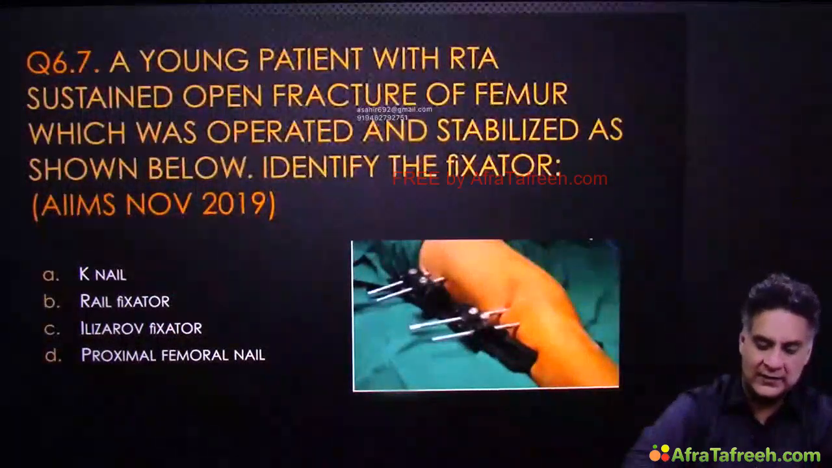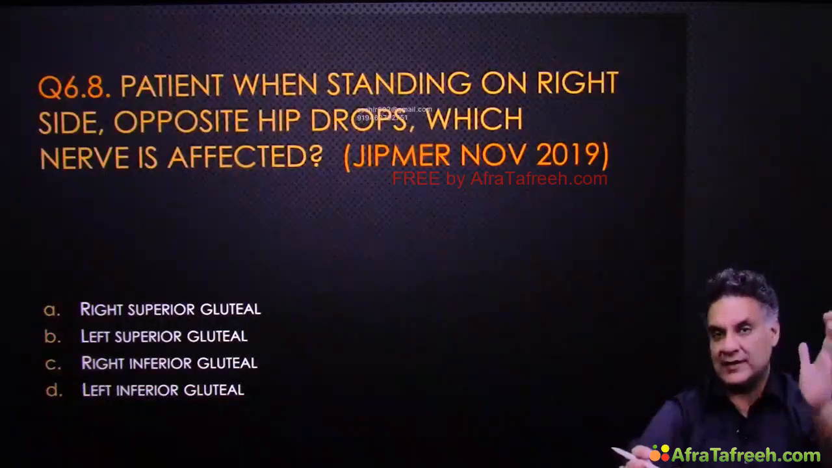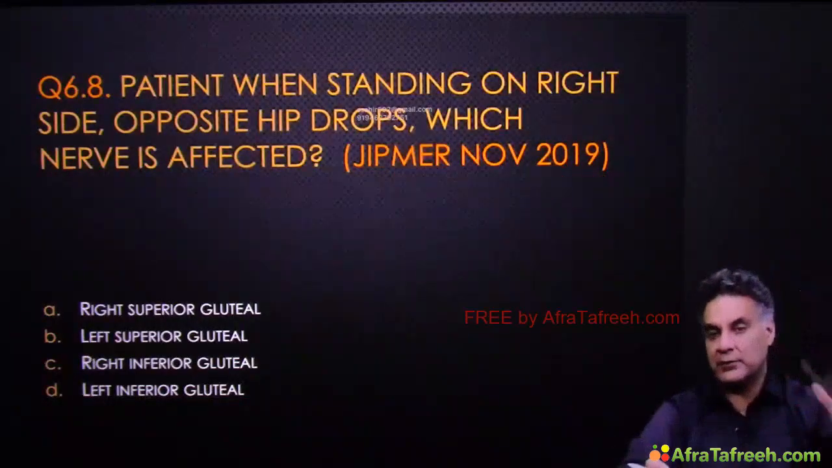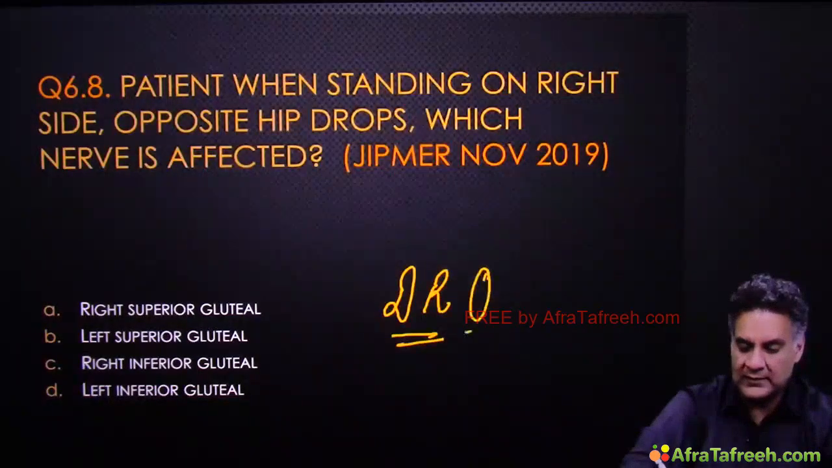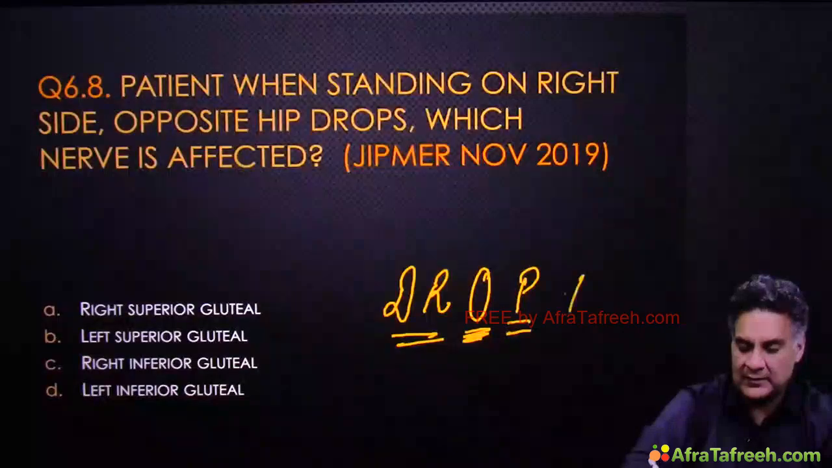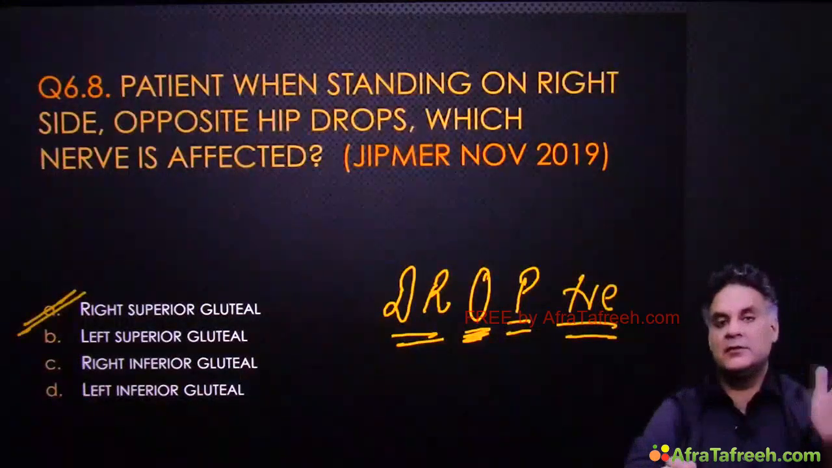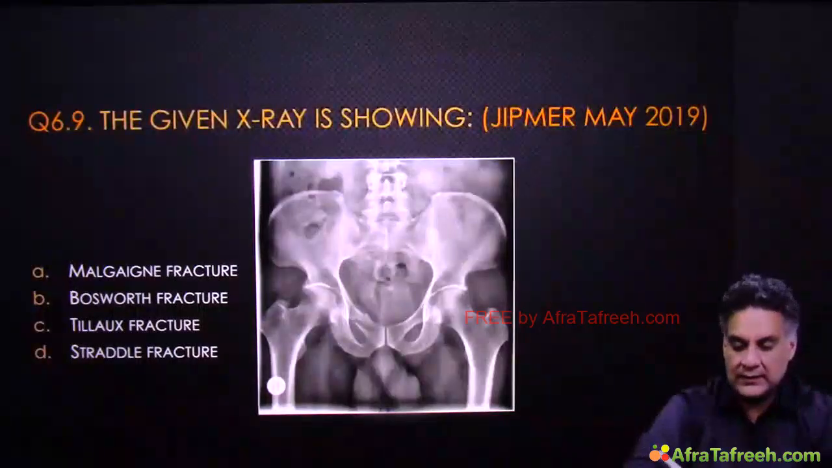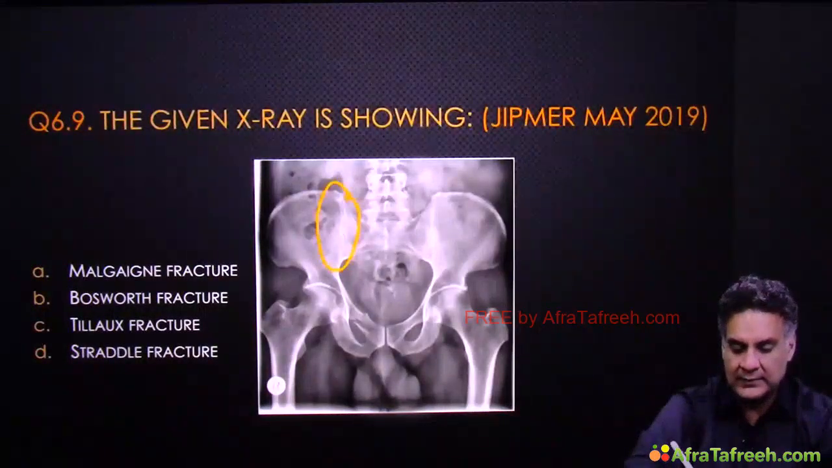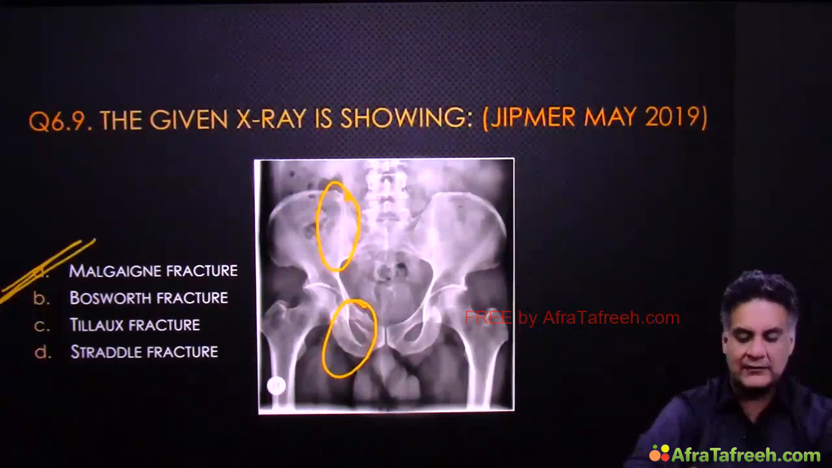Question number 7. This is a rail fixator. Question number 8. With the patient standing on the right side, the opposite hip drops. So drop of the opposite side of the pelvis is positive. What is affected? Same side, superior gluteal nerve. The given X-ray is showing involvement of the ipsilateral anterior and posterior elements, called Malgaigne fracture.